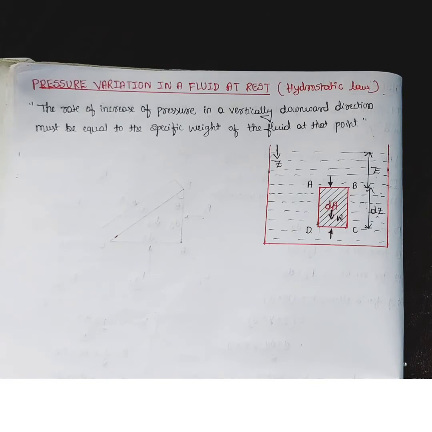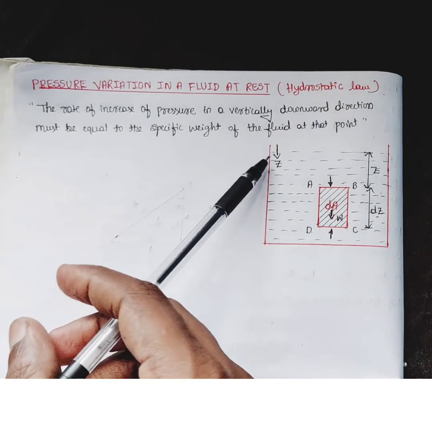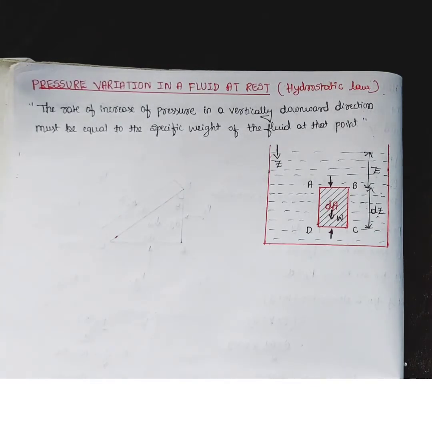Here we have taken the downward direction in terms of Z. We are going to find out whether the rate of increase of pressure in the vertically downward direction is equal to the specific weight or not.